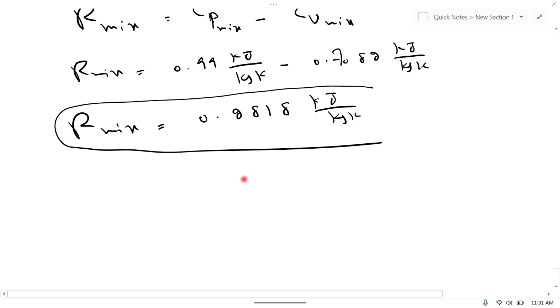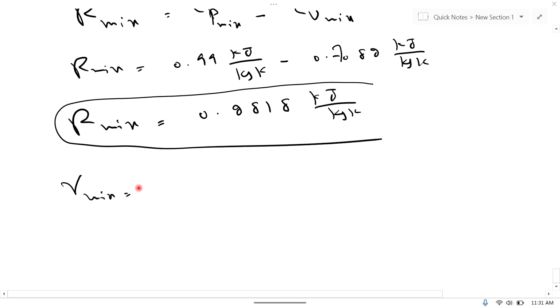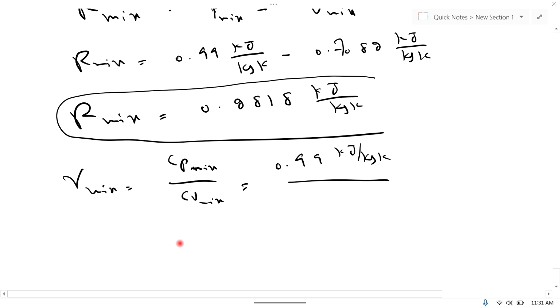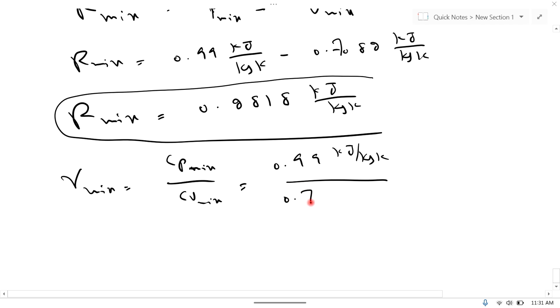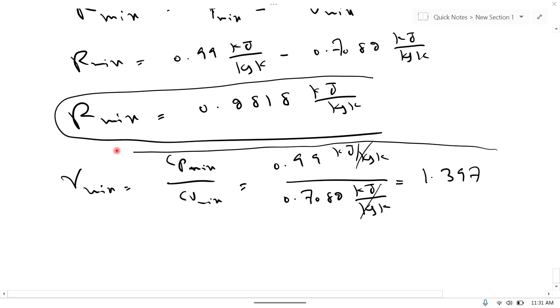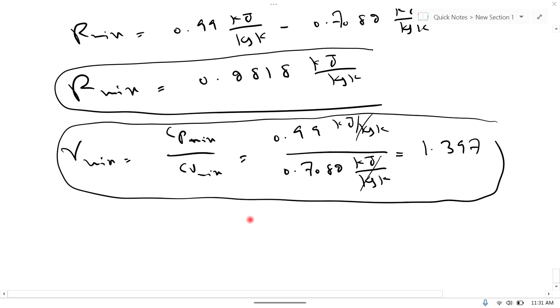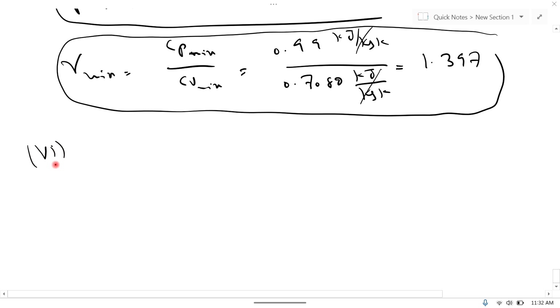Now gamma of the mixture is equal to the ratio of specific heats, Cp of the mixture divided by Cv of the mixture, which is equal to 0.99 kilojoule per kilogram per Kelvin divided by 0.7082 kilojoule per kilogram per Kelvin. The units will be cancelled, and 0.99 divided by 0.7082 is equal to 1.397. So this is gamma of the mixture. Now part number 5 is solved.